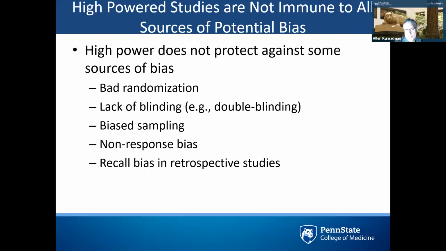And the other thing I wanted to mention quickly is a high-powered study does not protect against all types of bias. So if your data has bad randomization, having a high-powered study doesn't fix these things, is what I'm trying to say. A properly powered good study, if it has bad randomization or poor blinding or biased sampling, etc., will not fix these problems.